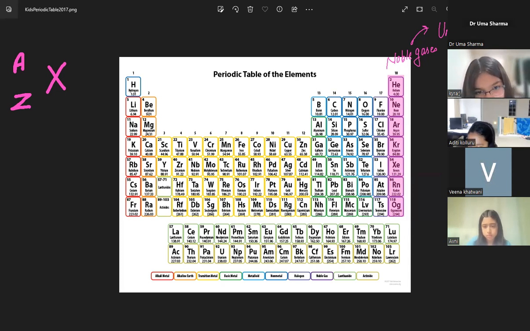stable. I told you to take a printout of your periodic table, keep highlighters, and keep writing on the periodic table only. Highlight and write.